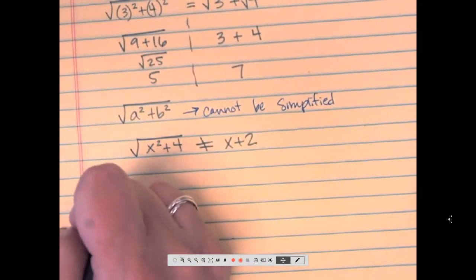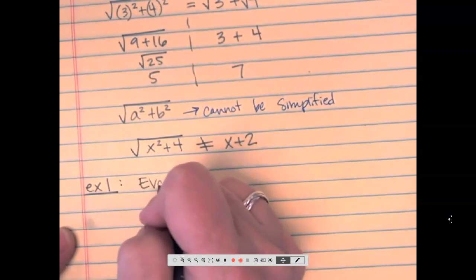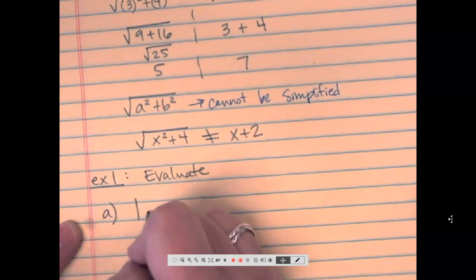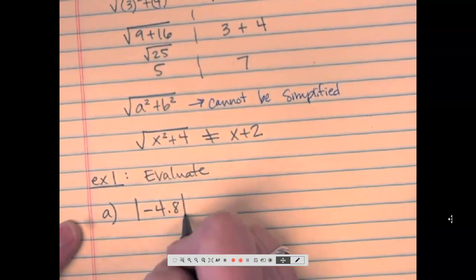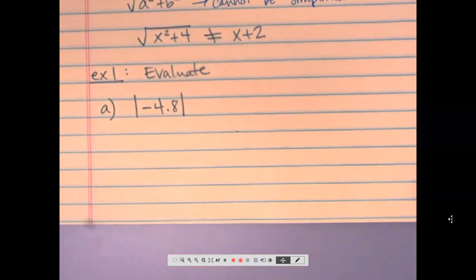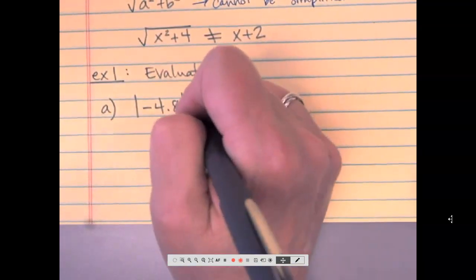All right, example 1. Evaluate for me the absolute value of negative 4.8. I'm not trying to trick you now. It's 4.8.